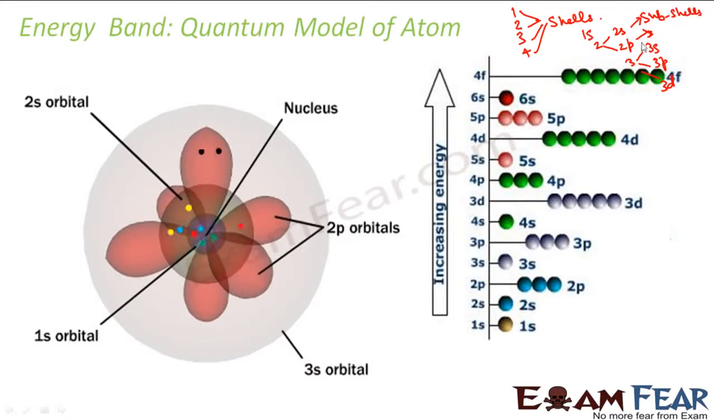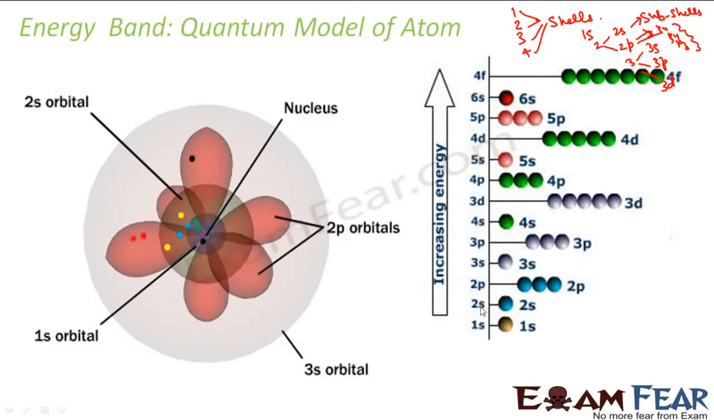Now again, when I talk about 2px, 2py, 2pz, I am talking about the different orientations of the p orbital. These are the different orbitals, right? And the electrons are arranged in these subshells, orbitals and shells, and this is how the electrons are moving randomly around the nucleus. So this is the structure of one atom. Right now I am talking about one atom, right?